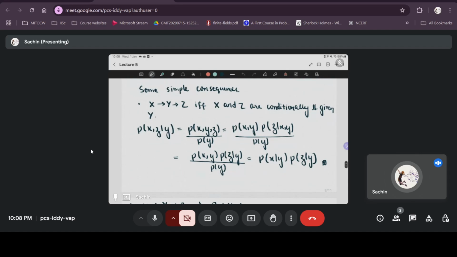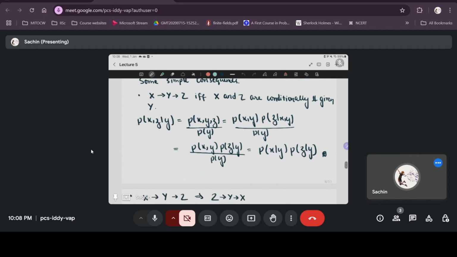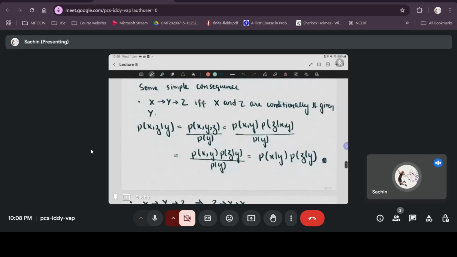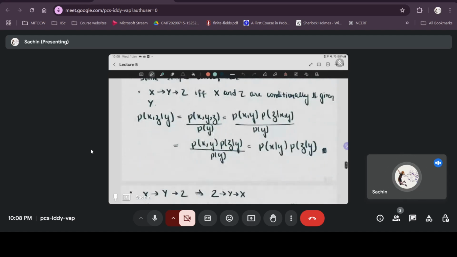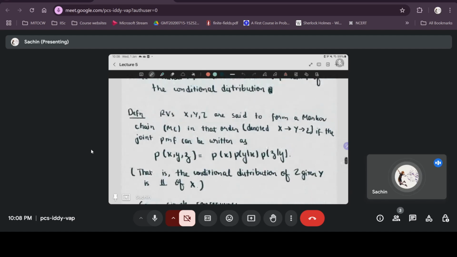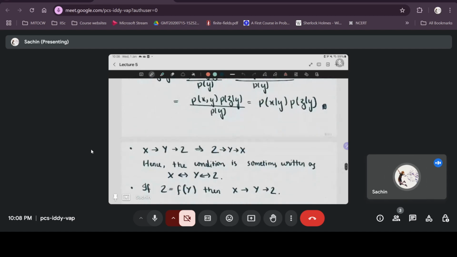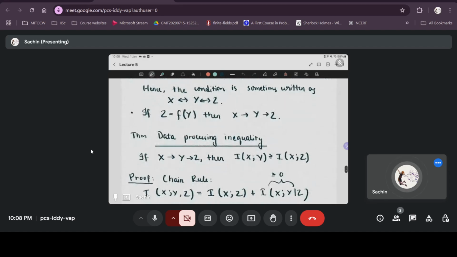And we saw some simple consequences of this definition, what happens for a Markov chain. One consequence is that given Y, X and Z are independent. So this definition only says p(z given x, y) is equal to p(z given y), but that leads to the fact that p(x, z given y) is equal to p(x given y) times p(z given y). So X and Z are conditionally independent given Y. Then if Z is a function of Y, then X, Y, Z forms a Markov chain.